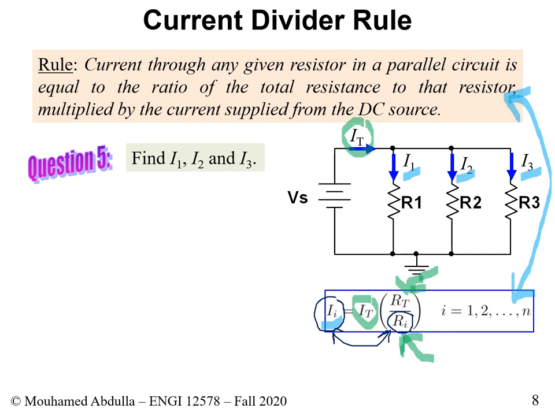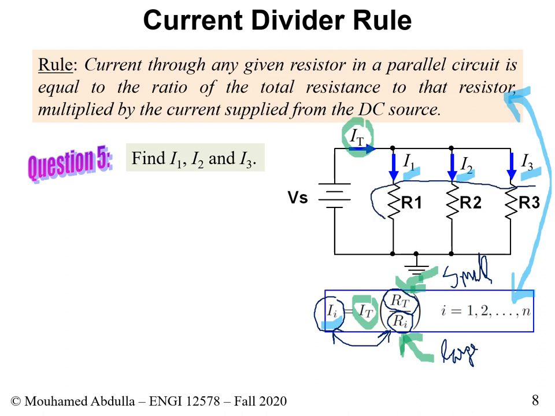Now, I'm not a big fan of memorizing equations. So my trick to always know current divider rule and voltage divider rule is that I will look at the joint current, and I will do a ratio of the small value over a large value. Now you might say, well, what do you mean small? It's R total. Isn't it supposed to be large because it's the total resistance?